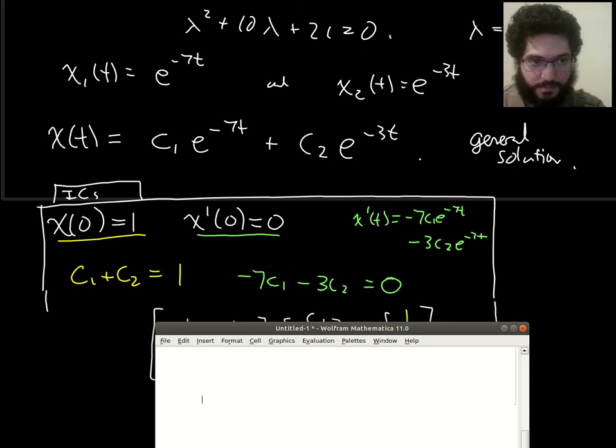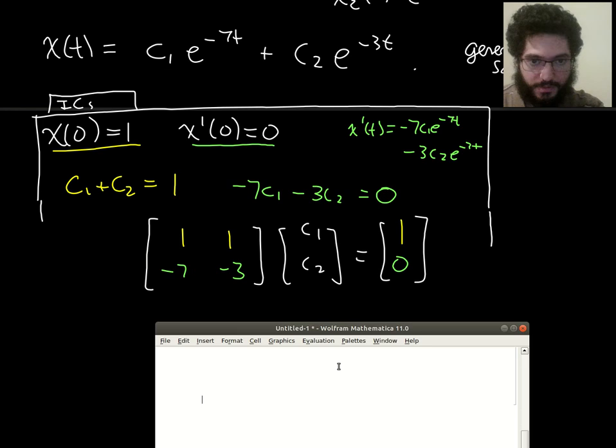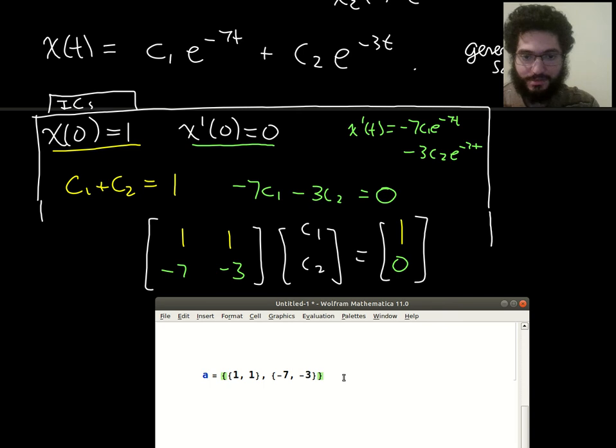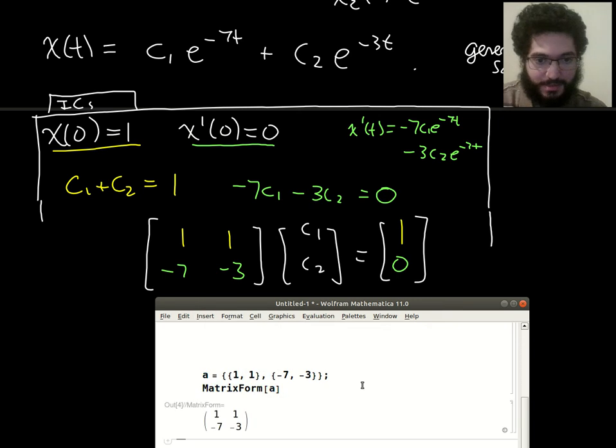So let me just put this in view. I can just define that matrix. Let's call it A. You can just list the rows and columns like this. If you're used to MATLAB or you're using Python with NumPy or something like that, then you could use this method. Even if you don't have an algebra equation solver, you can use this method of just inverting a matrix. So there's A. If you want to see what it looks like, you can use matrix form. So there, it looks like the correct thing: 1, 1, negative 7, negative 3.